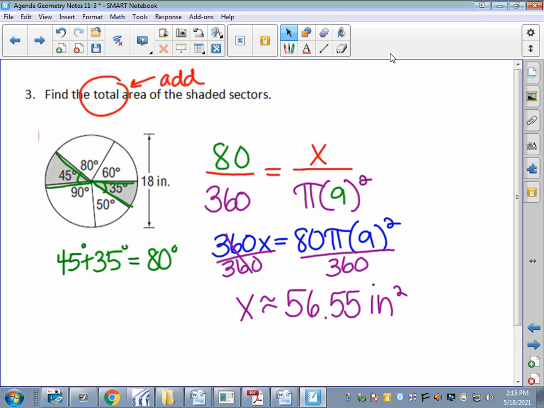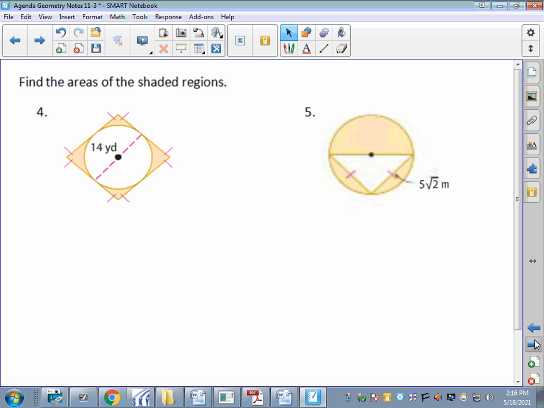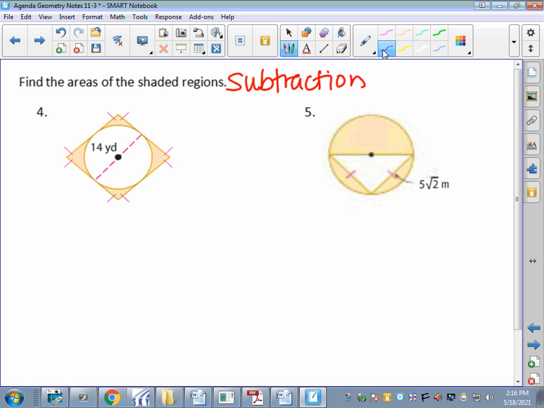All right, last but not least, shaded regions. I like these ones, right? Shaded regions means we've got a big region and then we're taking out another piece. So let's just talk about this. This is practice with your formulas and then subtraction. We're taking away one area from another.